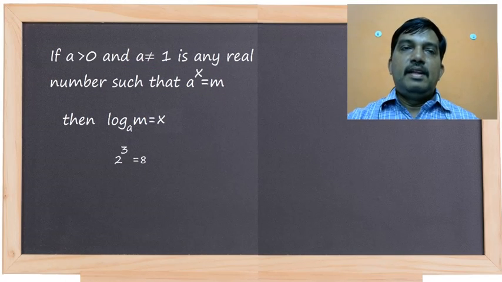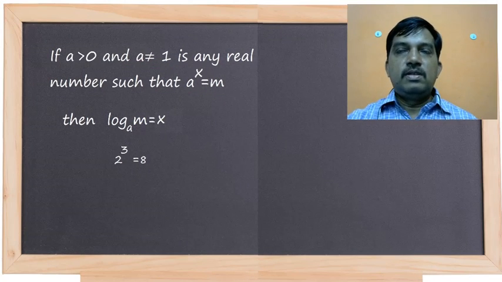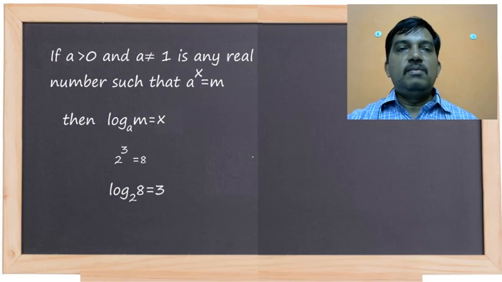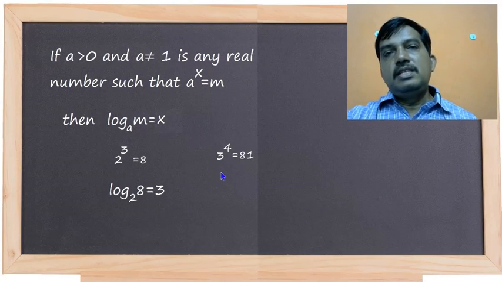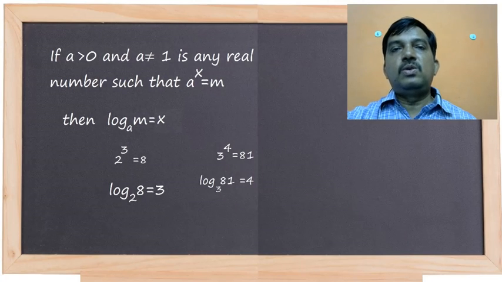Now let us take some standard values, and you just take 2 cube. What is 2 cube? 2 cube is equal to 8. Therefore logarithm of 8 to the base 2 is equal to 3. I will take some other example. What is 3 to the power 4? 3 to the power 4 is equal to 81. Therefore logarithm of 81 to the base 3 is equal to 4.